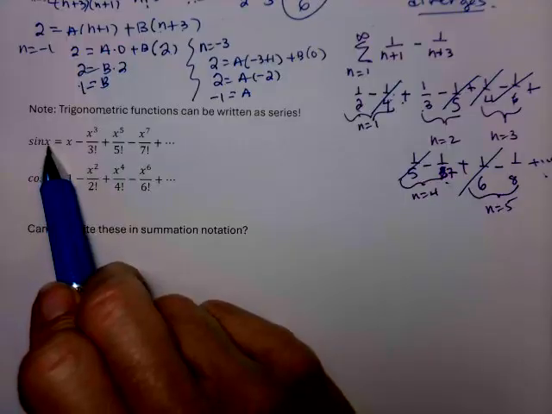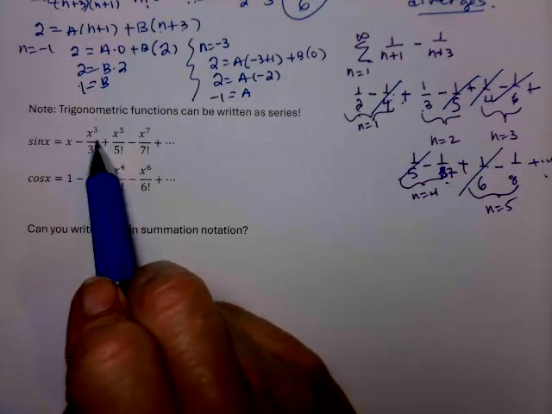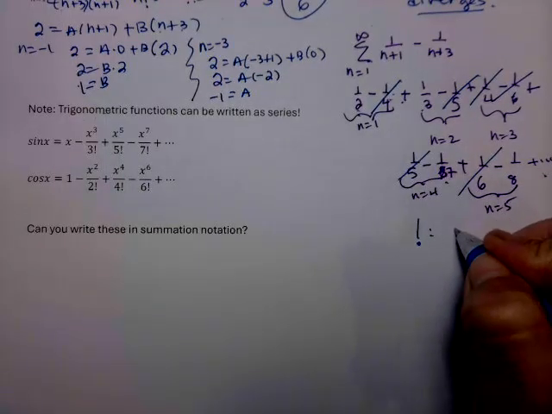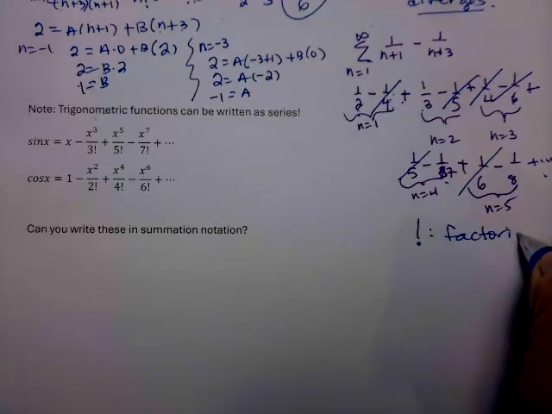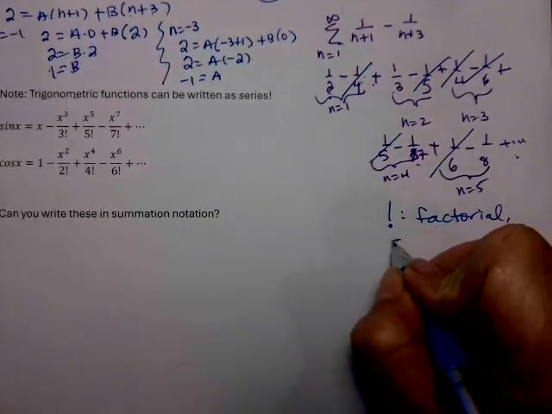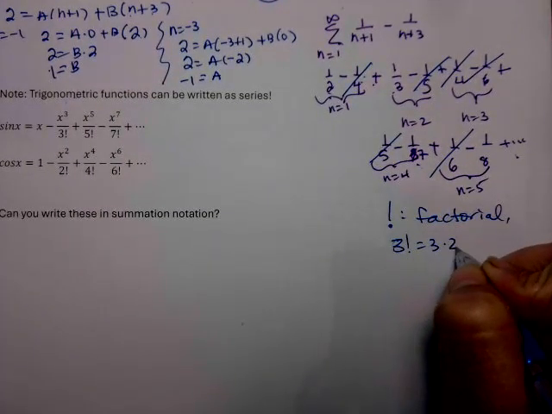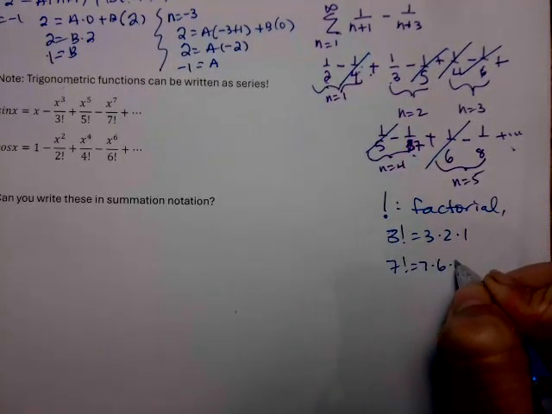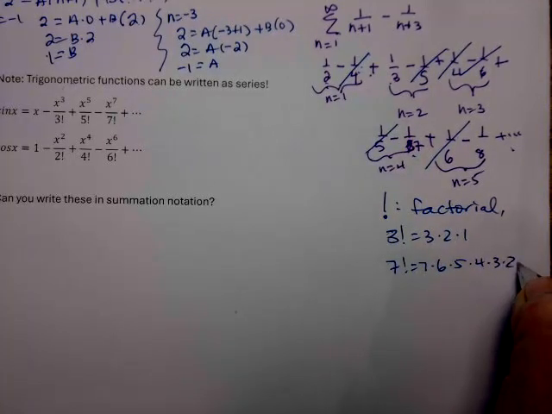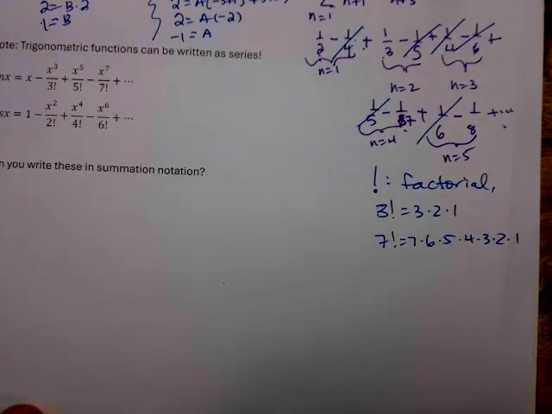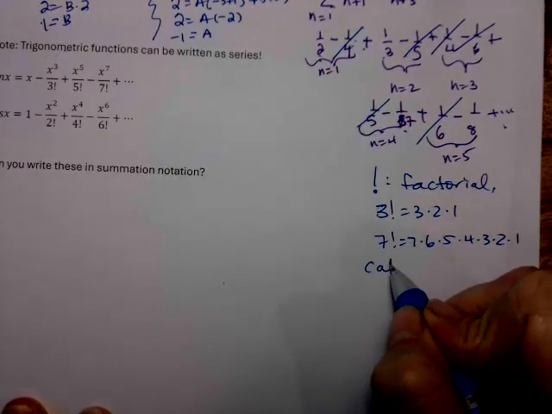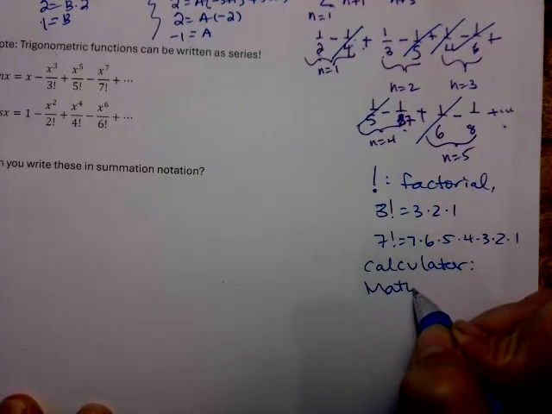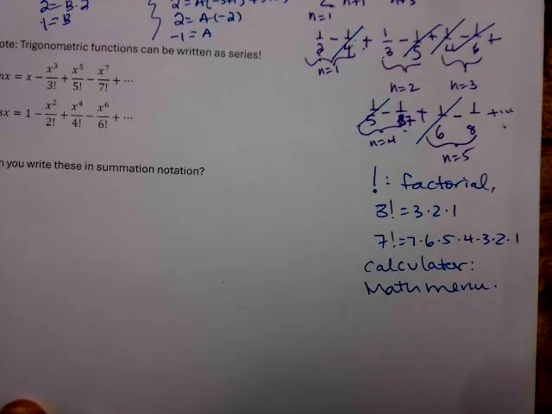So sine of x is equal to x minus x cubed over 3 factorial. So that exclamation thing is factorial. 3 factorial means 3 times 2 times 1. 7 factorial is 7 times 6 times 5 times 4 times 3 times 2 times 1, etc. It's on your calculator under the math menu. Okay, you can find it there.